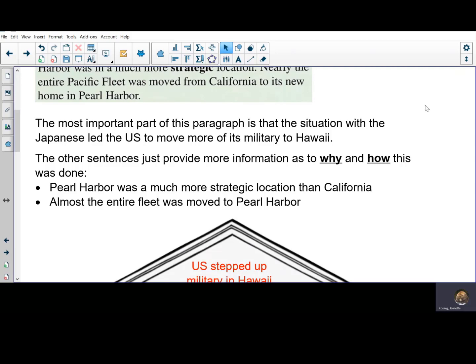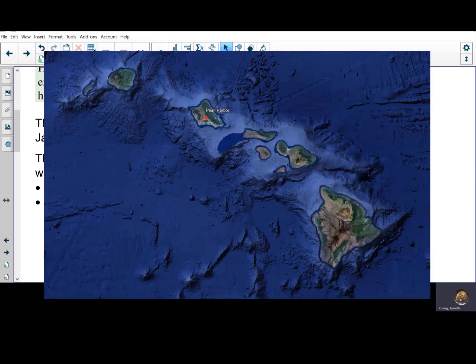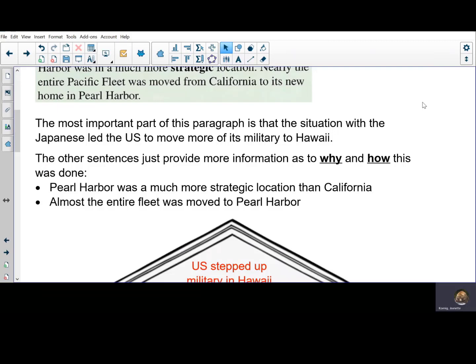It's interesting, in the introductory book, never once do they specify that Pearl Harbor is in Hawaii. Okay, well, we talked about that in the last lesson. So remember, Pearl Harbor is in the middle of the Pacific. It's in Hawaii. I'll show you a map of that in a little while.